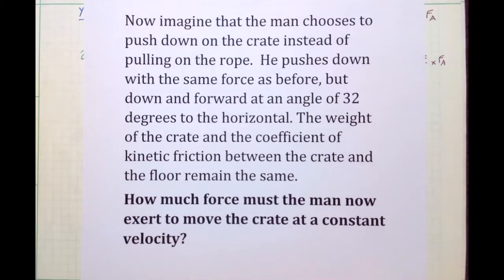In this final video involving Newton's second law, we're going to change up the situation a little bit. Now imagine that the crate man chooses to push down on the crate instead of pulling on the rope. He pushes down with the same force as before, but down and forward at an angle of 32 degrees to the horizontal. The weight of the crate and the coefficient of kinetic friction between the crate and the floor remain the same. And now we ask, this time, how much force must the man exert to move the crate at a constant velocity?